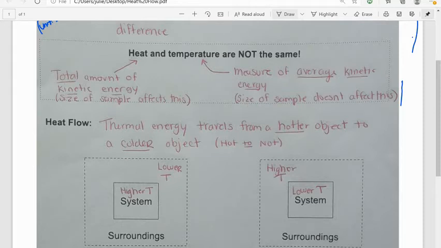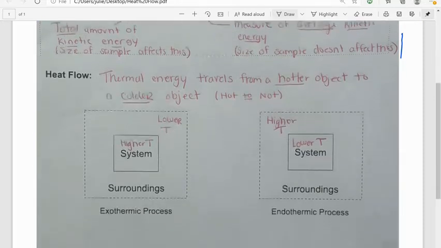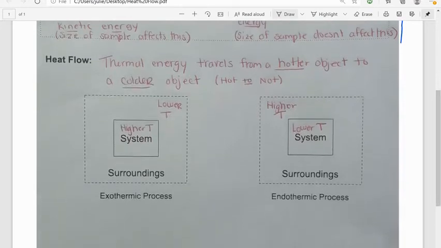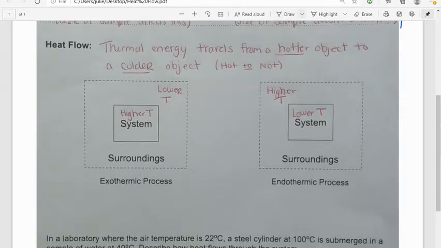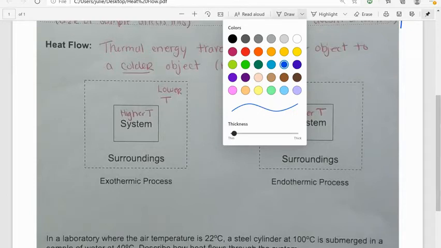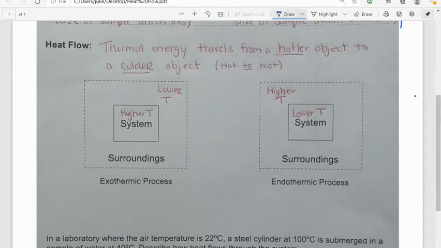Now, heat flow is, again, this movement of thermal energy. Thermal energy is always going to travel from a hotter object, one with a higher temperature, to a colder object, which we would be looking at in terms of a lower temperature. I usually tell students it's always going to move from where it's hot to where it's not. Coldness does not travel. Only that loss of energy that we're going to be discussing. So just keep that in mind as well.